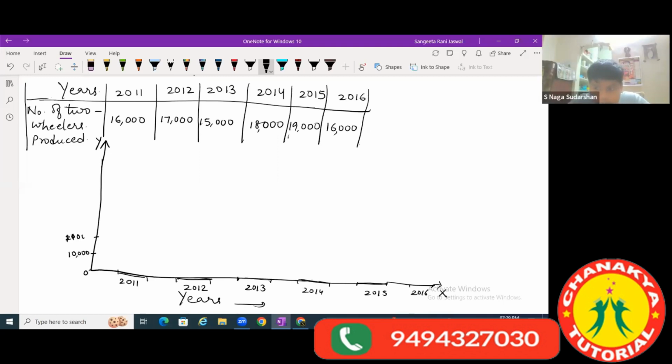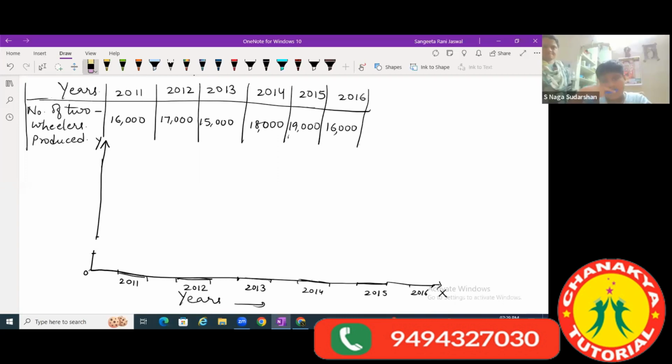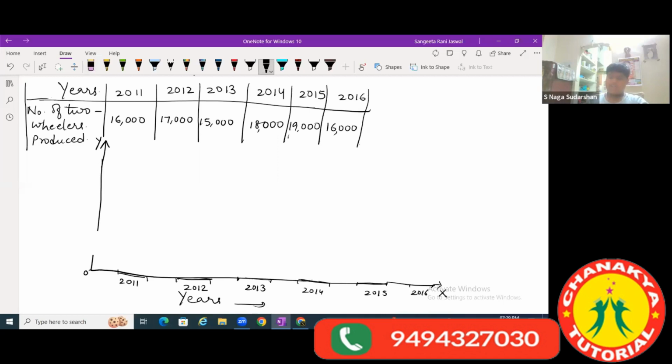Ma'am, is 2011's 16,000 the same as 2016? Two-wheelers produced in 2011 and 2016 are the same. Yes, both are the same. So you will get two bars of equal height. Thank you.